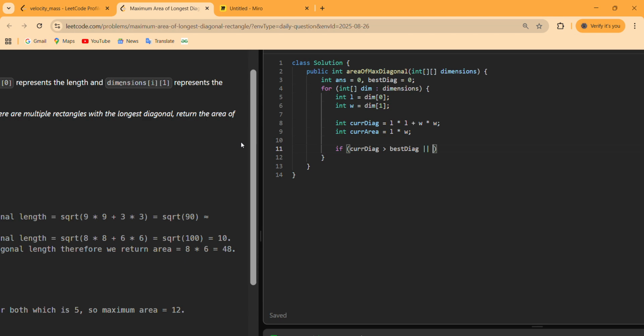With this condition we also have to check whether our current diagonal is equal to our previous best diagonal. In that case we have to check the area, that is, whether our current area is greater than our previous area. Then only we have to update our best diagonal with the current diagonal and our answer with the current area, and finally we have to return our answer.